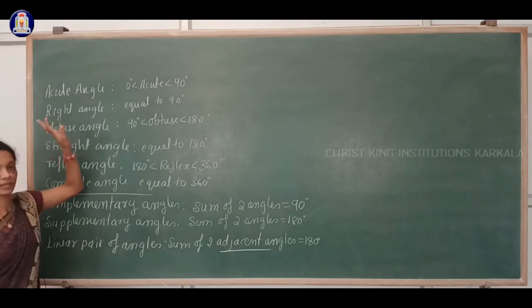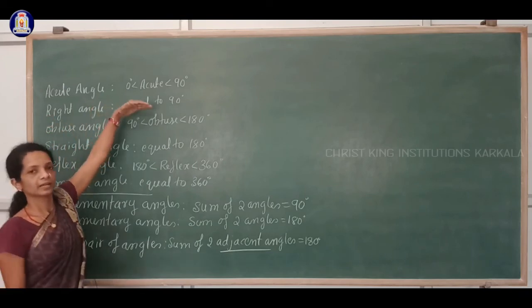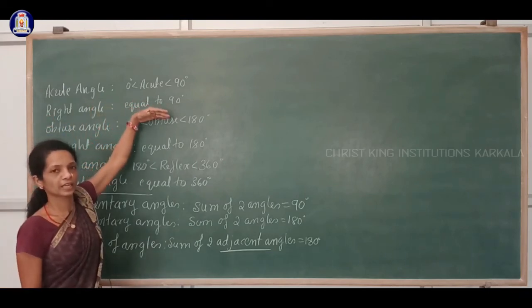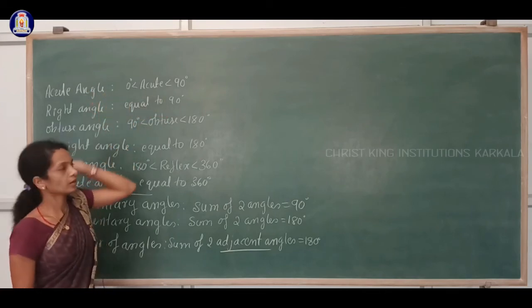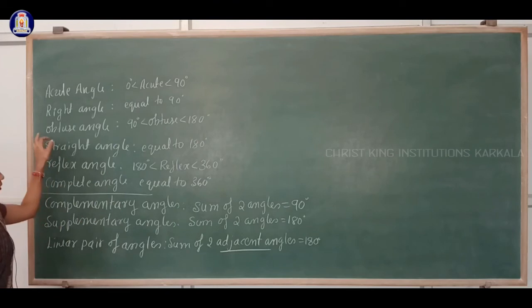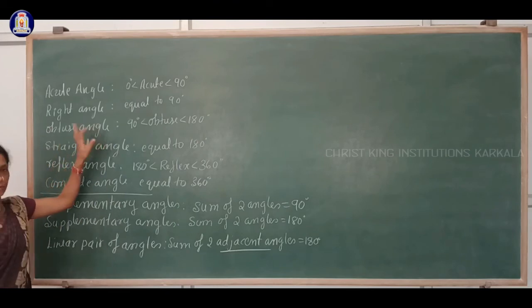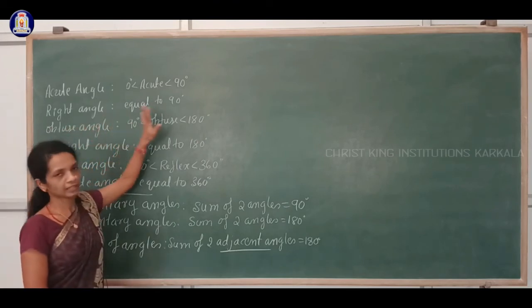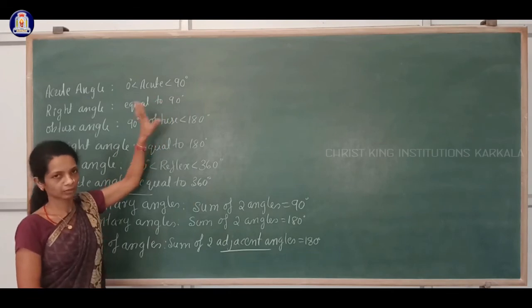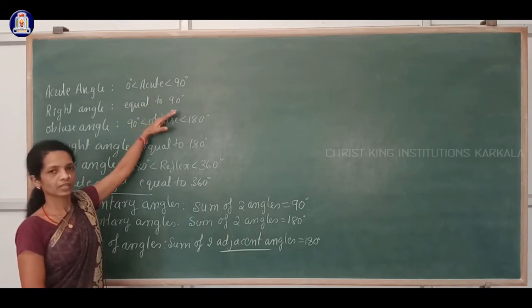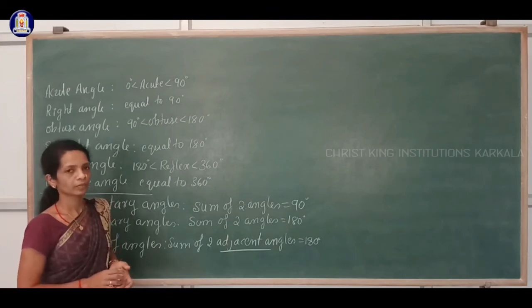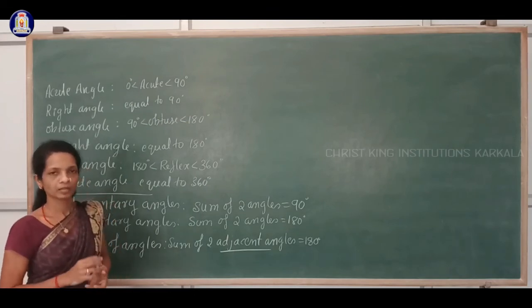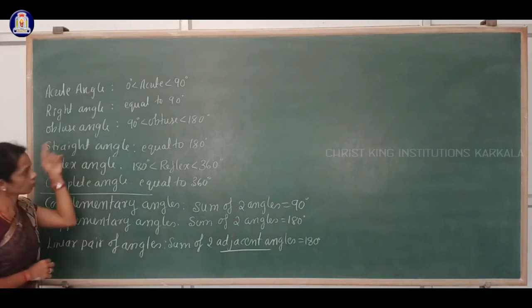Okay. Right angle means that angle measures how much degree? 90 degree. If angle measures exactly equal to 90 degree, that is called right angle. Okay. Next, obtuse angle. Obtuse angle always greater than 90 but less than 180. Okay. Any angle which is more than 90 but less than 180, that is obtuse angle.